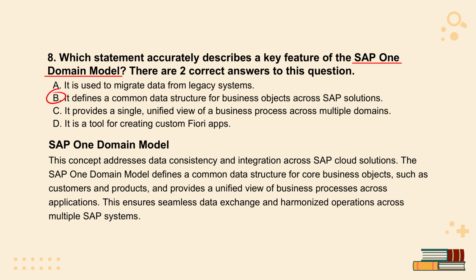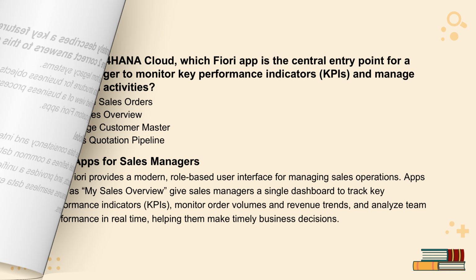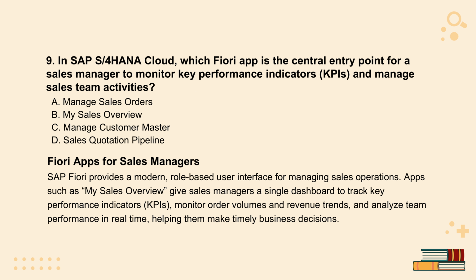That unified view sounds powerful. Okay, let's bring it home. We've got the structure, the data, the deployment. How does someone actually use this day-to-day, especially a manager? Which Fiori app is the main starting point for a sales manager to track performance and see what's going on? The central dashboard, the main entry point, is usually the My Sales Overview app. That's where a manager can see their key KPIs, orders, revenue, team performance, that kind of thing. And crucially, they can drill down from there into the details if something looks off. So it's the command center.